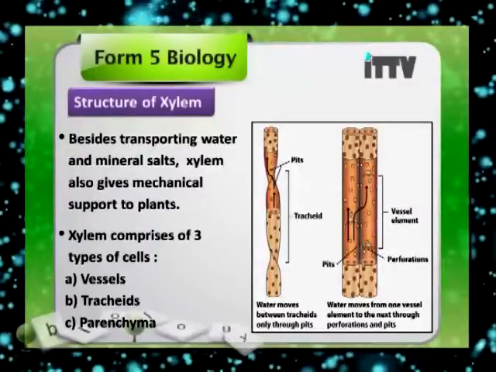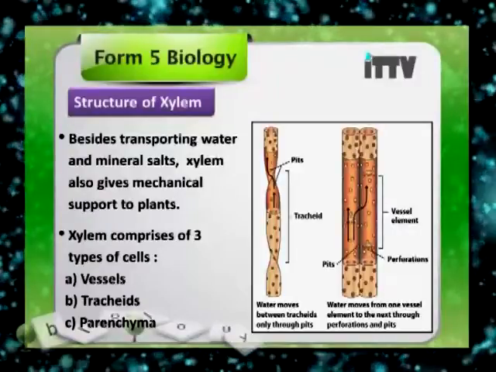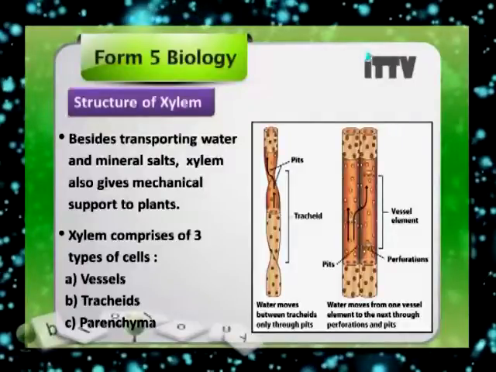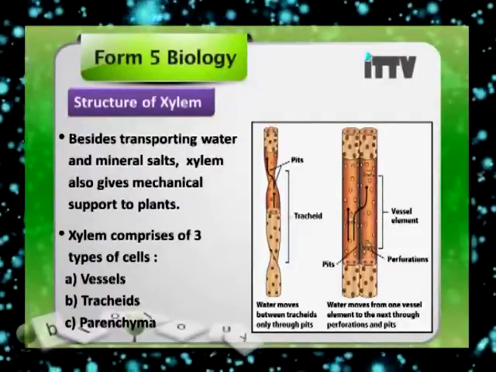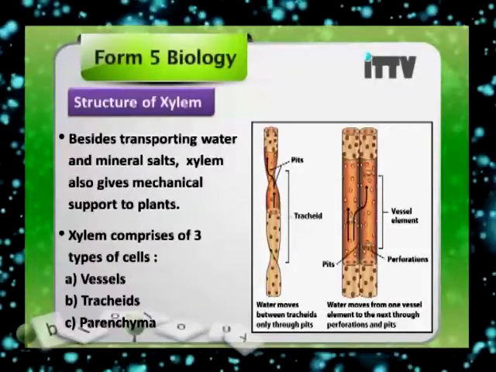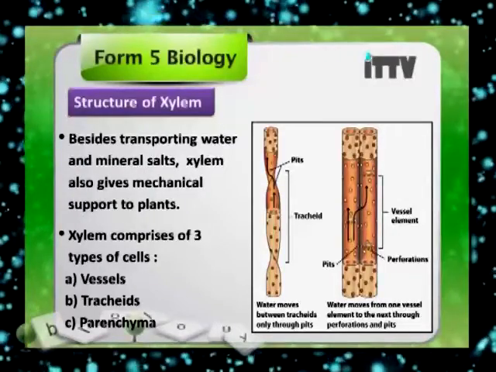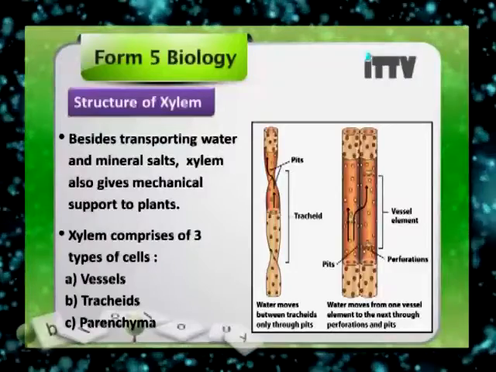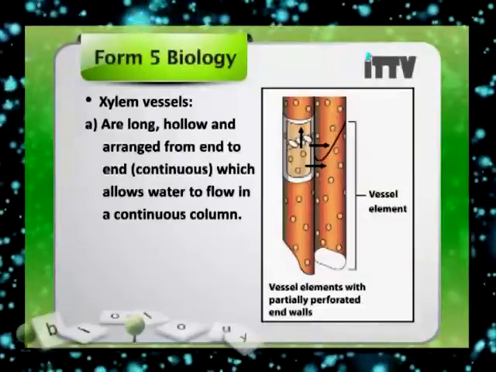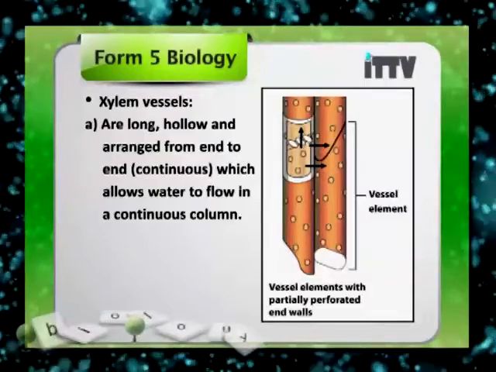So, structure of xylem. Besides transporting water and mineral salts, xylem also gives mechanical support to the plants. And xylem further comprises three types of cells, known as the vessels, tracheids, and the parenchyma. And if you refer to the diagram, this is a picture of a tracheid and vessels, which comprise the xylem. Now, how do xylem vessels look? Because it's mentioned that xylem comprises three types of cells. One of them is the vessels.